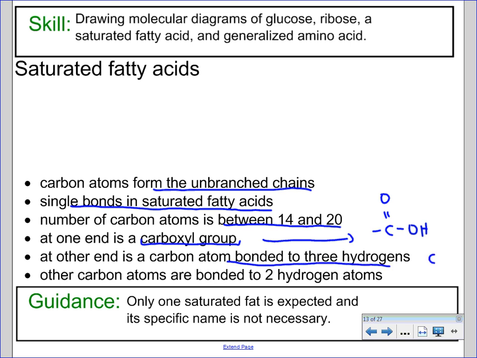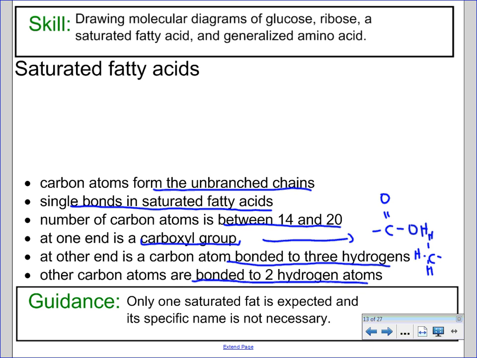So you'll have a carbon that is bonded to 3 hydrogens, and then this carbon is going to be attached to the chain of carbons. And then every other carbon atom within that chain is going to be bonded to two hydrogen atoms.